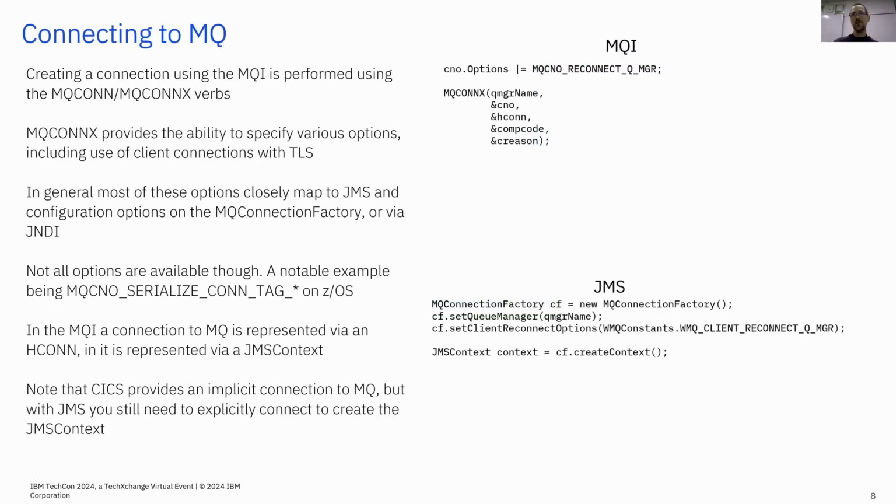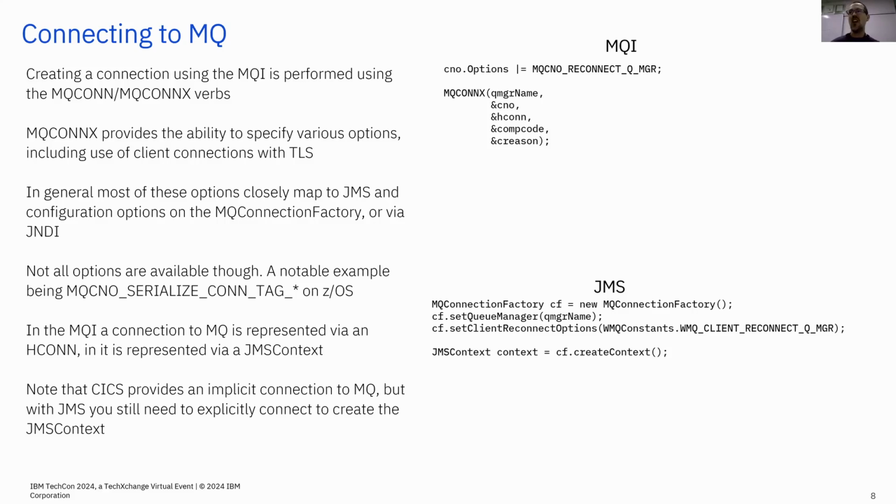So I'm going to start off with the basics, connecting to MQ. Obviously, this is kind of fundamental. And to do that with the MQI, you basically either use the MQCONN or MQCONNX call. You specify a queue manager name. And if you're doing MQCONNX, you also specify a number of extra attributes which you provide via the connection options.